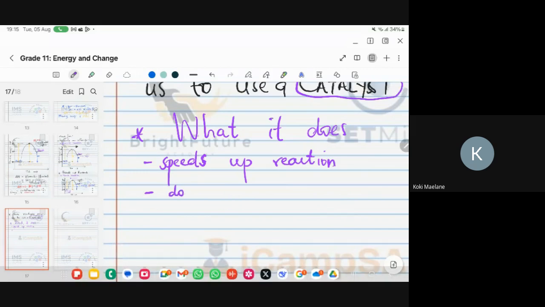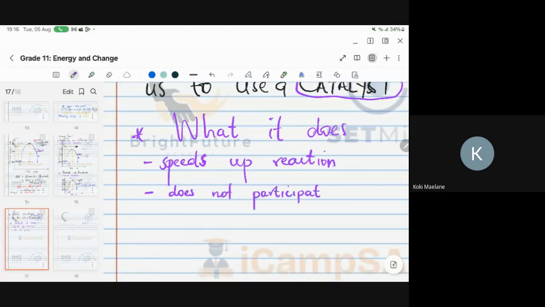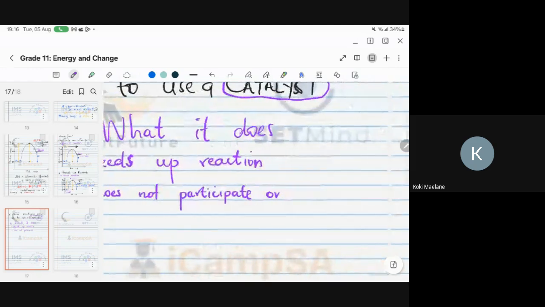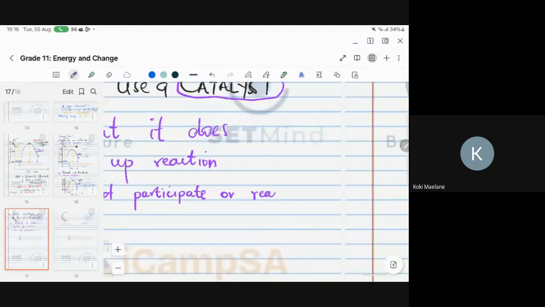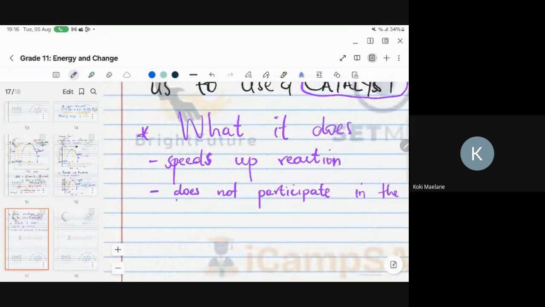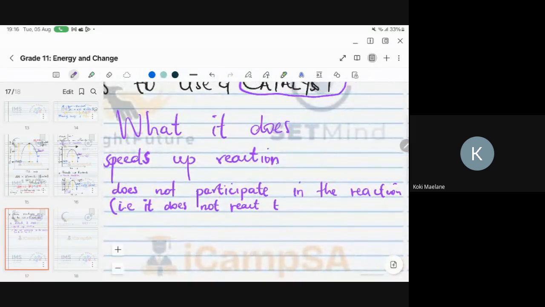It speeds up the reaction. It does not necessarily participate in the reaction, i.e., it does not react together with the reactants to form new products.